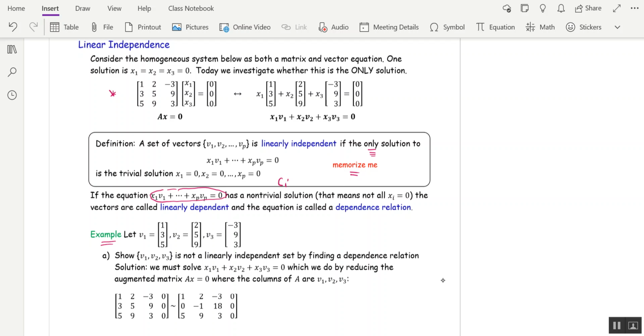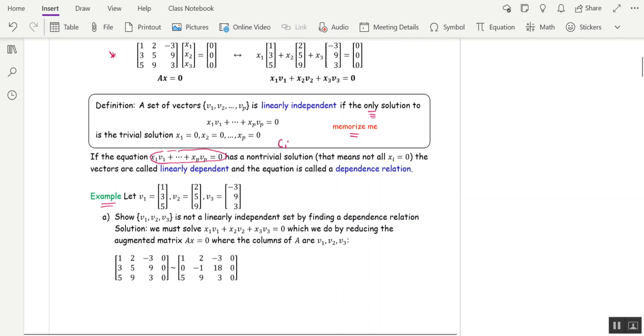So we're trying to solve the system x1 v1 plus x2 v2 plus x3 v3 equals 0. So we know how to do that. We're going to augment with the 0 vector and we're going to reduce. So I suggest you pause the video here. Make sure you can reduce this matrix to reduced echelon form. All right. So hopefully you did that.